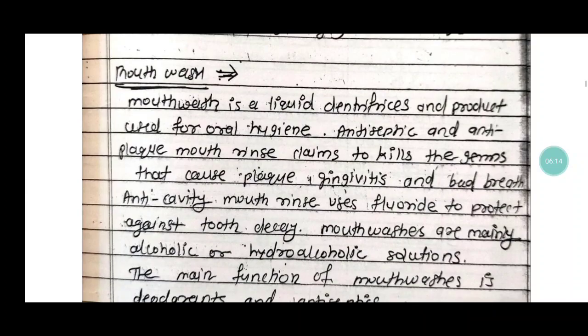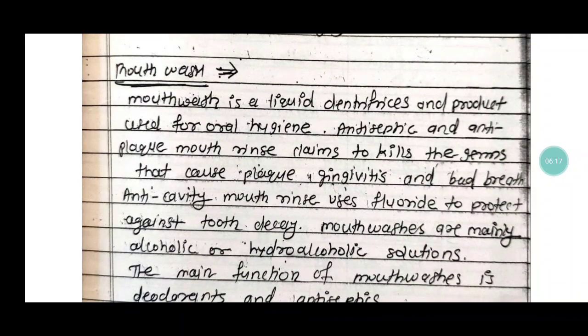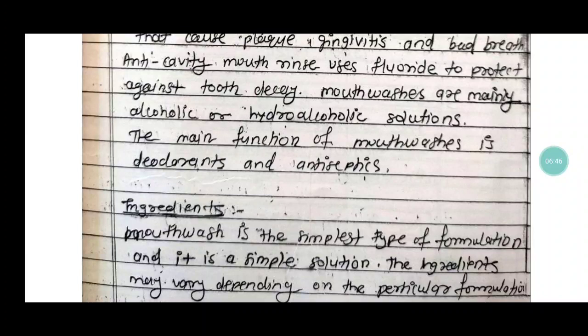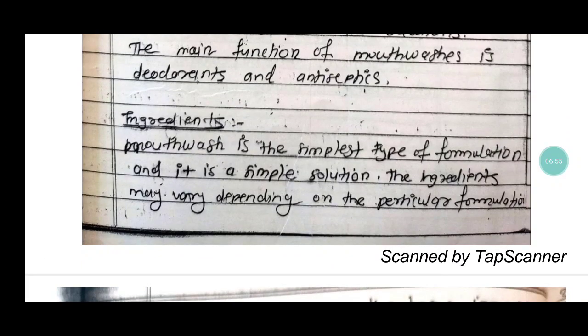The mouthwash is a liquid dentifrice and a product used for oral hygiene, where an antiseptic and anti-plaque mouth rinse claims to kill the germs that cause plaque, gingivitis, and bad breath. The anti-cavity mouth rinse uses fluoride to protect against tooth decay. Mouthwashes are mainly alcoholic or hydroalcoholic solutions. The main functions of mouthwashes are as deodorant and antiseptic.